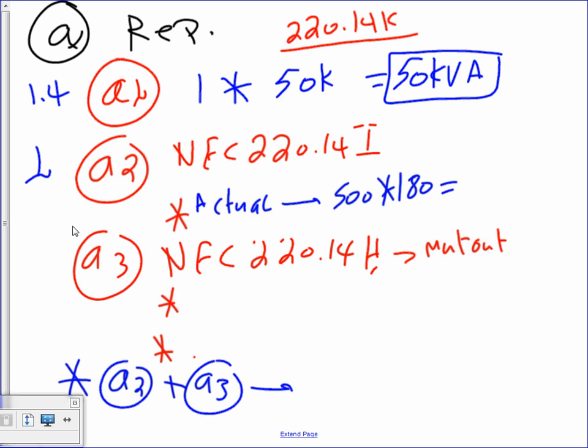Okay, so your actual 500, if you multiply this, will give you 90 kVA. That's your actual.